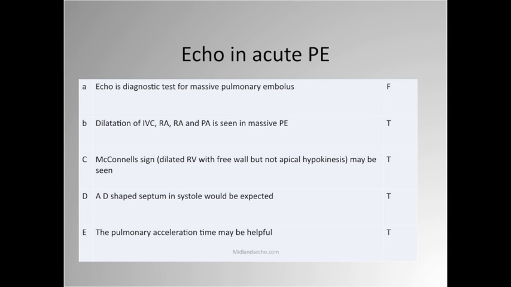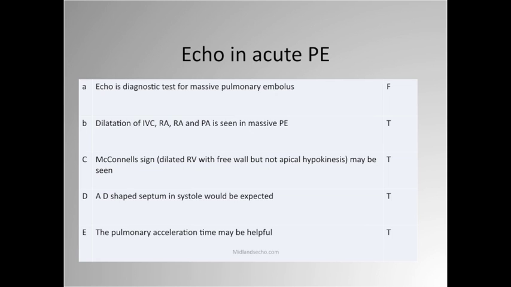The pulmonary acceleration time may be helpful. That's true. The pulmonary acceleration time can be used as a measure of afterload. That is to say, if the afterload of the right ventricle is low, when it squeezes, it'll build up velocity really quickly. Whereas if the afterload is high, it will struggle to get the blood moving, and it will build up the velocity more slowly.